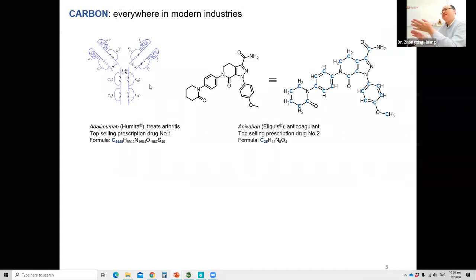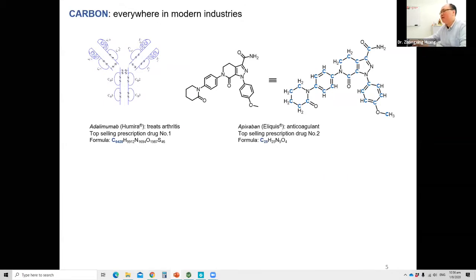If you look at the number two prescription drug, it's called Eliquis. It's an anticoagulant, so it's also carbon-based. It has 25 carbons in it, and you can see basically all the backbones are composed of carbons, right? Because the human body and the biologic system are made of so much carbon, it makes sense that all the drugs are carbon-based, because you want them to interact with your biologic system.